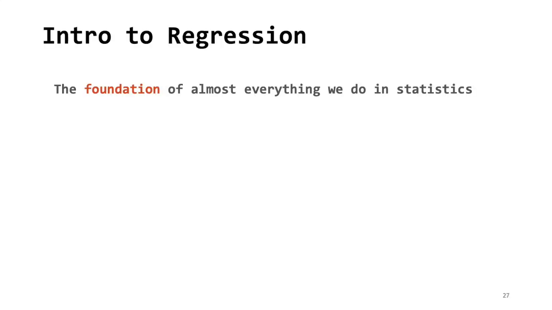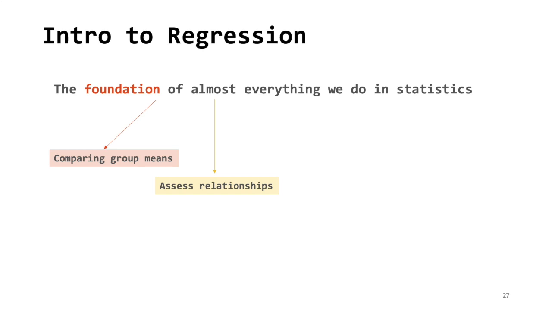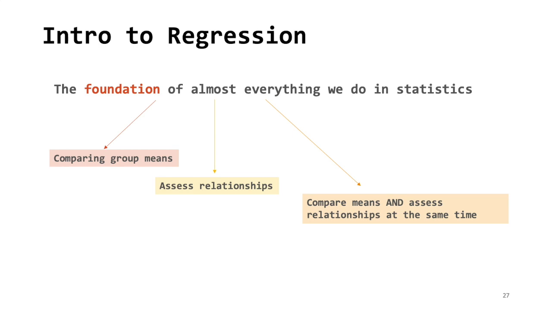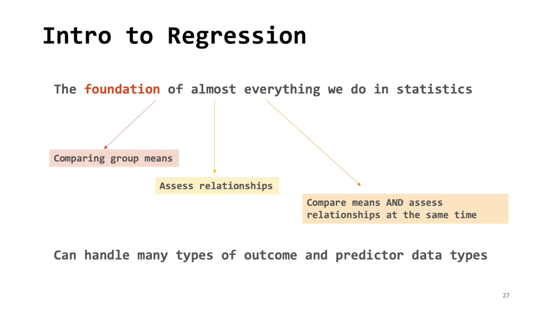You can think of regression as the foundation of almost everything we do in statistics. It can compare group means, so it can do what ANOVA and t-tests do. It assesses relationships, so it can do what correlation does. And it can do both at the same time. In other words, it's like taking the best of t-tests, ANOVAs, and correlation and gluing them all together. It's all regression. What's great is it can handle many types of outcome and predictor data types. So you're not stuck with just a specific subset of things that you can do. You can use regression in tons of situations.